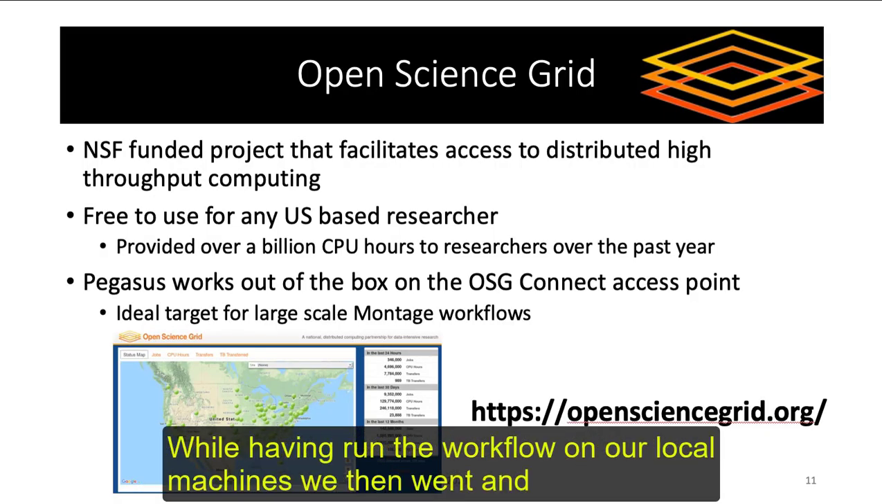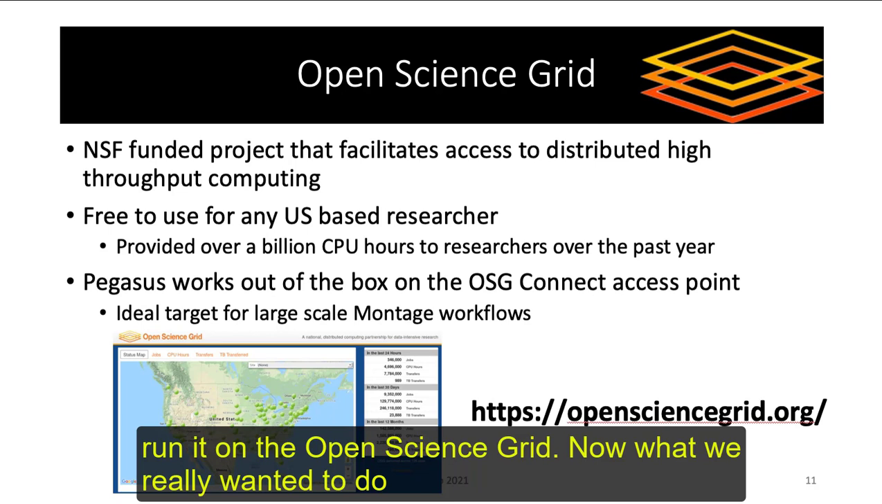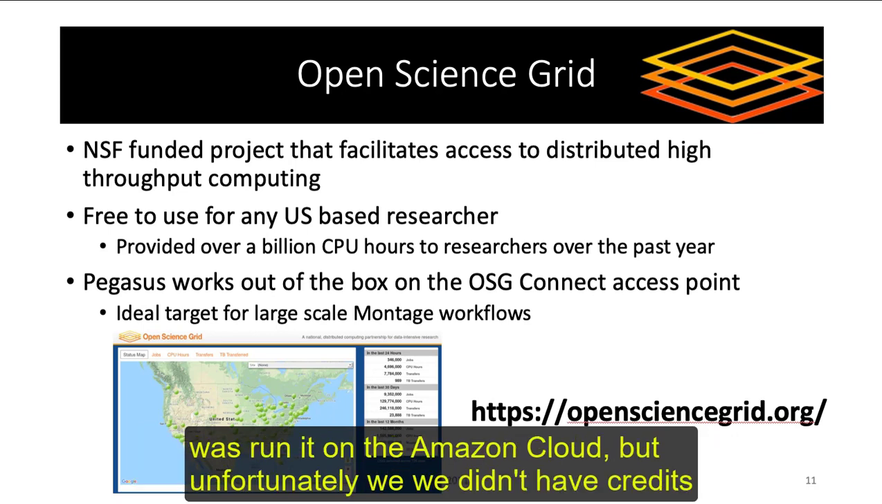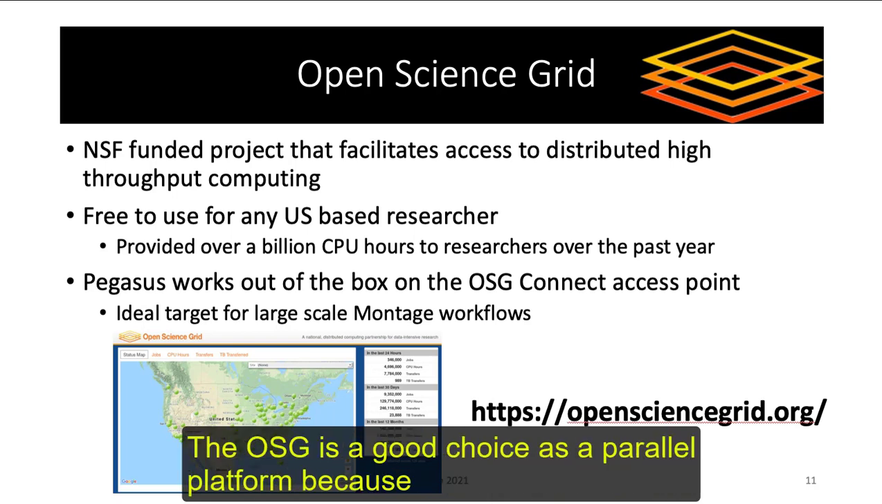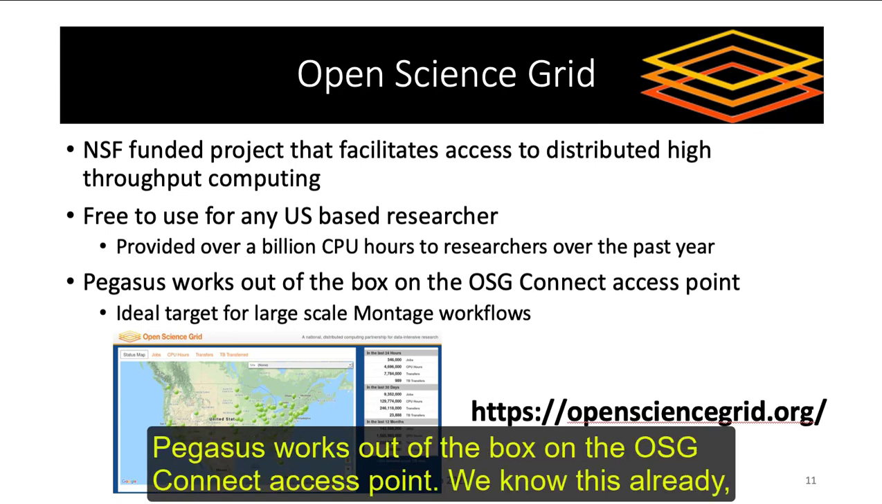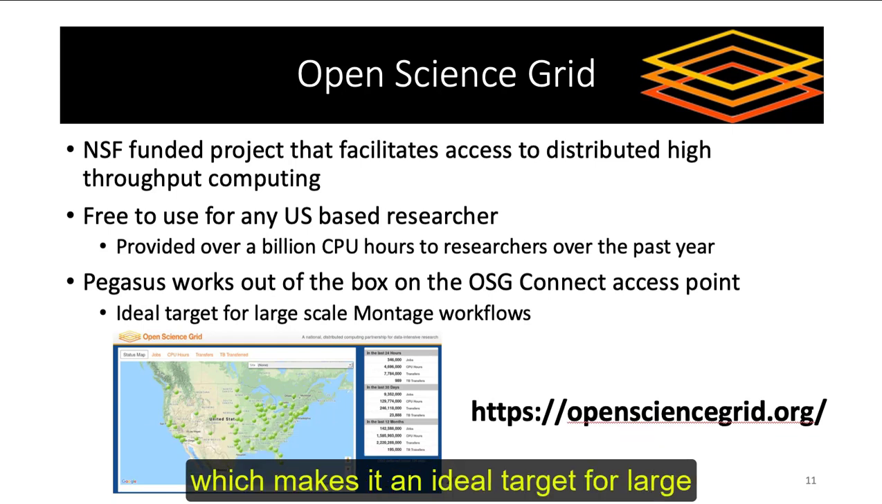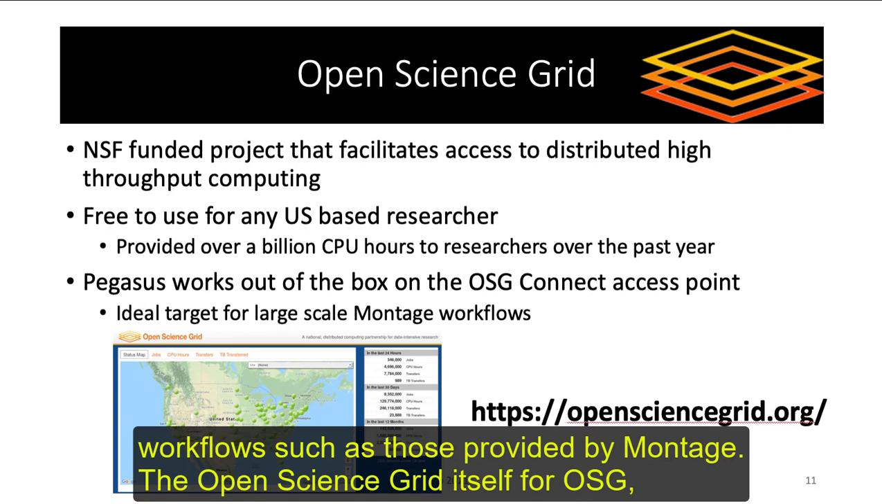Well, having run the workflow on our local machines, we then went and ran it on the Open Science Grid. Now what we really wanted to do was run it on the Amazon cloud, but unfortunately we didn't have credits left, so we were not able to do that. The OSG is a good choice as a parallel platform because Pegasus works out of the box on the OSG Connect access point. We know this already, which makes it an ideal target for large workflows such as those provided by Montage.